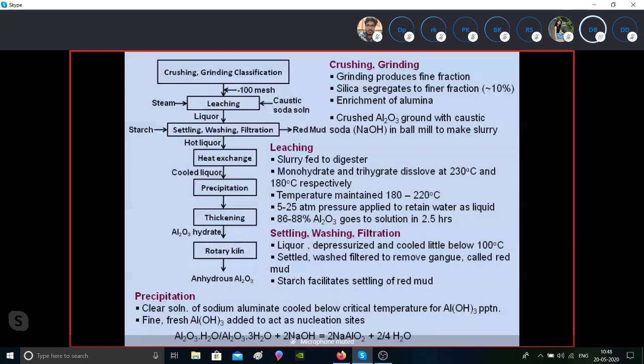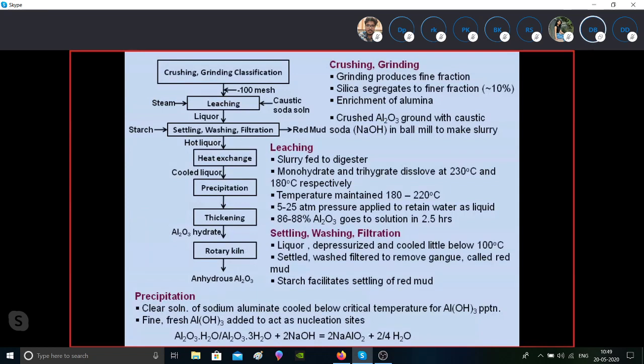Have you heard about that accident? No, sir. It is within the last 1 year. In fact, immediately after that, the Hindalco plant, Hindustan Aluminium Company, was closed.